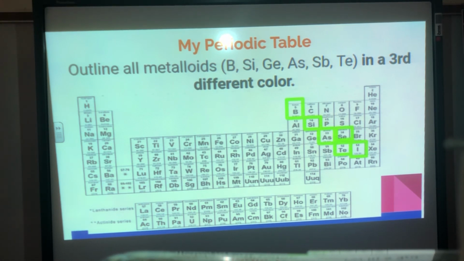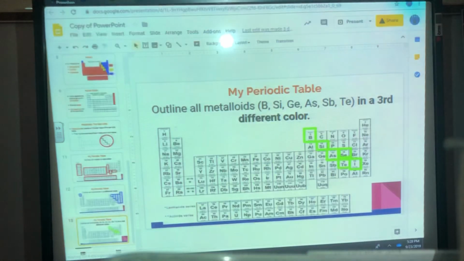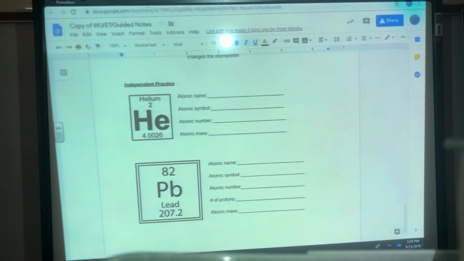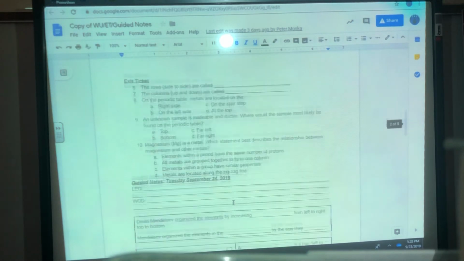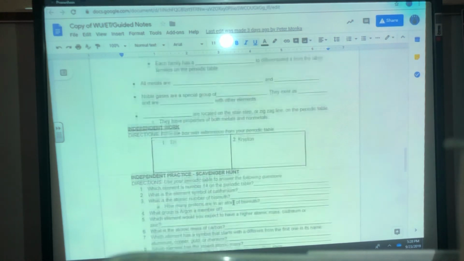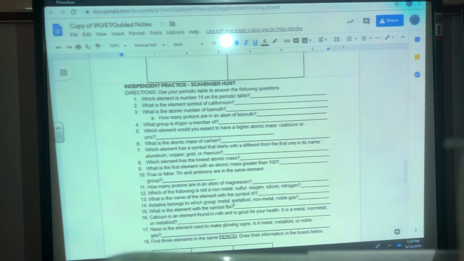We are done with the PowerPoint, but after you get done coloring, you have some independent work to actually get done. So there's your notes. There's independent practice scavenger hunt. You can use your periodic table that you just colored. Go ahead and finish that.